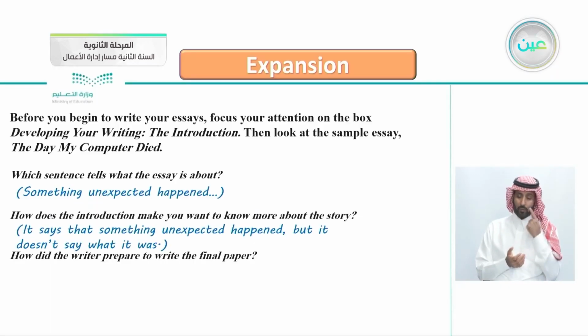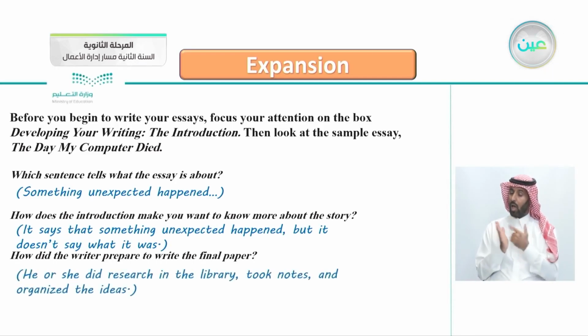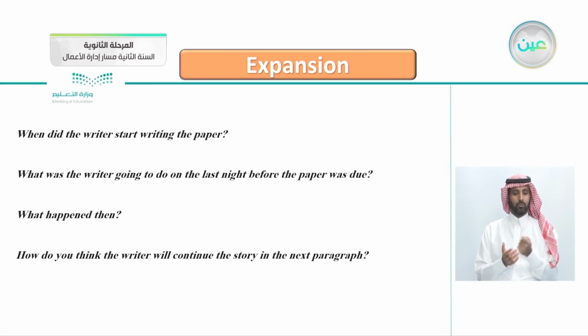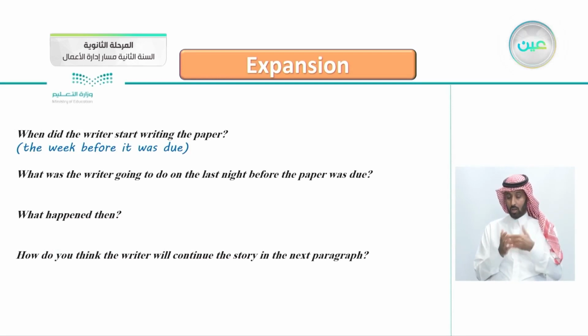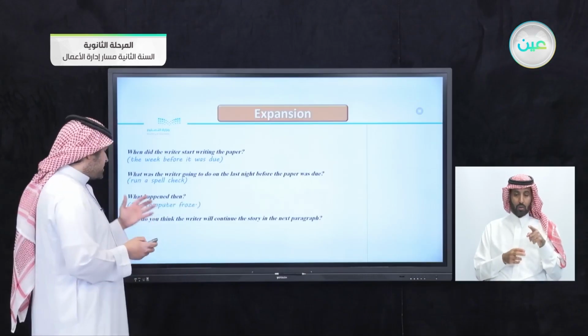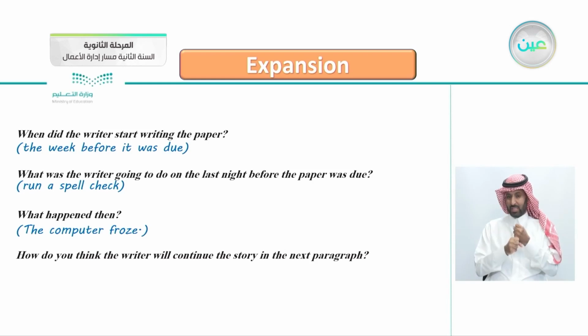How did the writer prepare to write the final paper? He or she did the research in the library, took notes, and organized the ideas. So try to make this example helpful to you to write your own. When did the writer start writing the paper? The answer is the week before it was due. What was the writer doing on the last night before the paper was due? Yes, he was running a spell check. What happened then? Excellent. The computer screen froze, and the computer froze also.